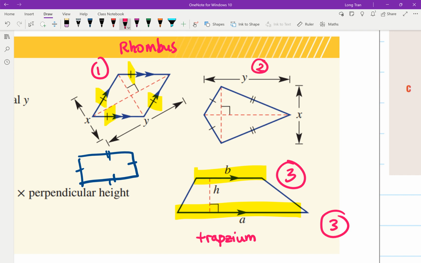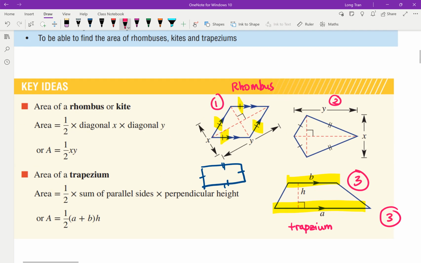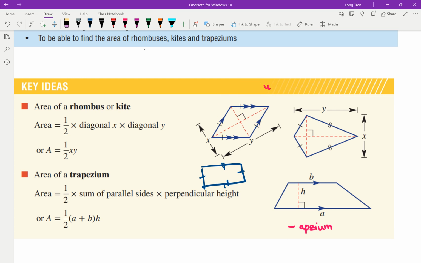Now, I do want you to copy the shapes, because the symbols they put in will help you know how to find the area. There are two formulas I want you to have in your sheets. A equals half times x times y. This is the one I gave you in our last session. This is the area for a trapezium.